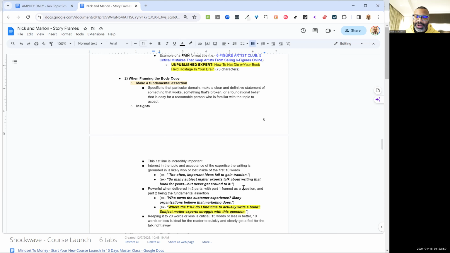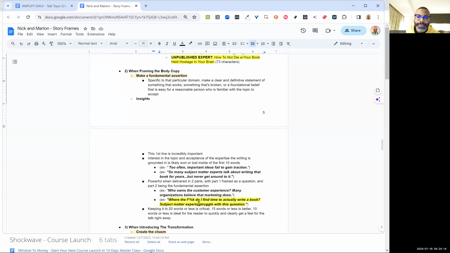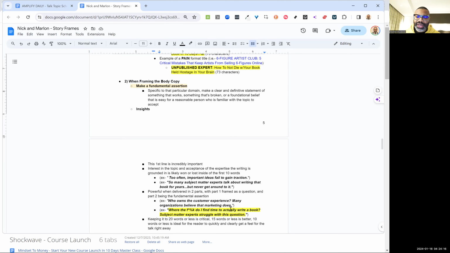So many subject matter experts talk about writing that book for years, but never get around to it. And that's also powerful when this is delivered in two parts, with part one framed as a question and part two being the fundamental assertion itself. Example, who owns the customer experience? Many organizations believe that marketing does.